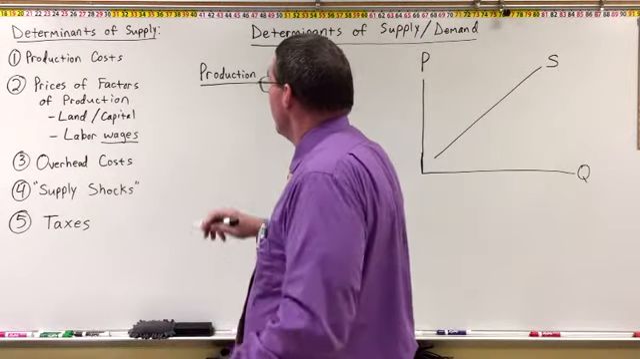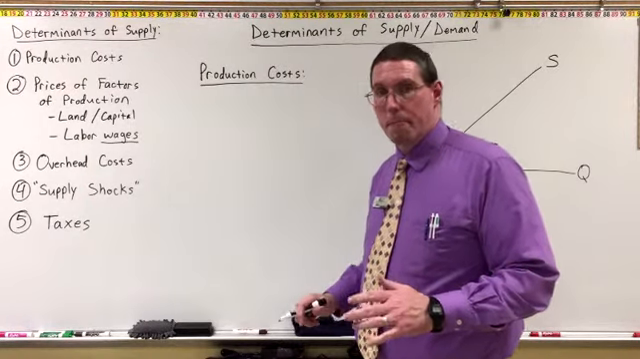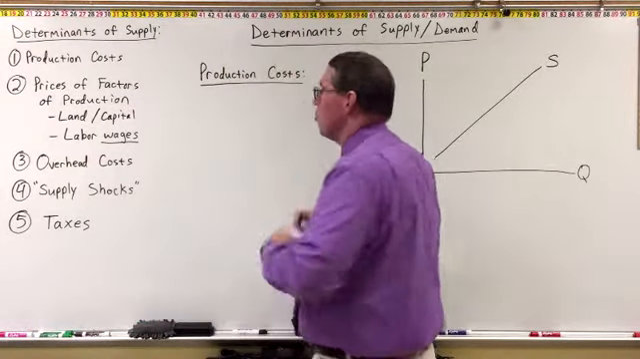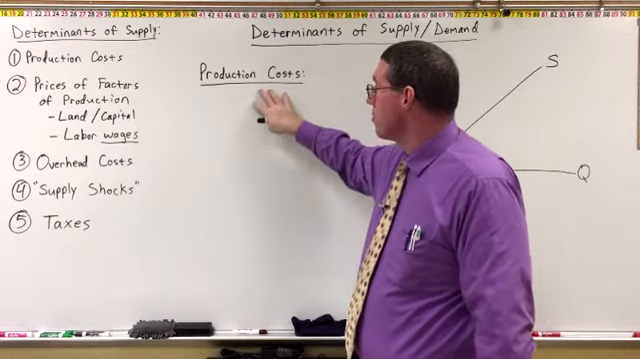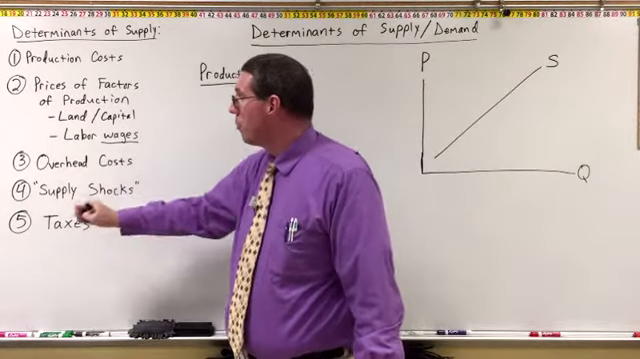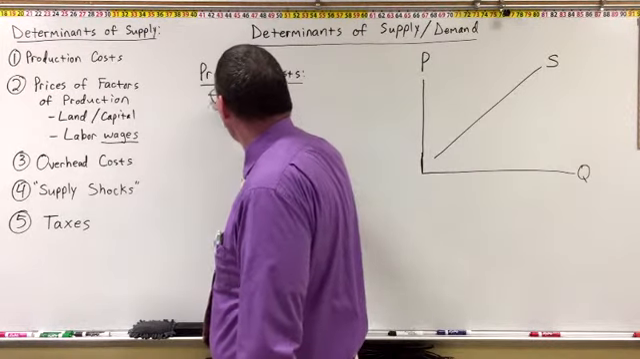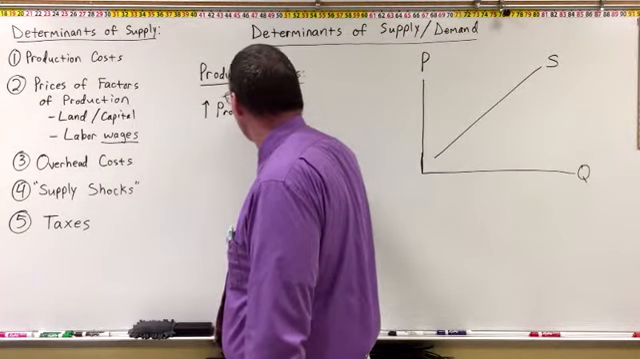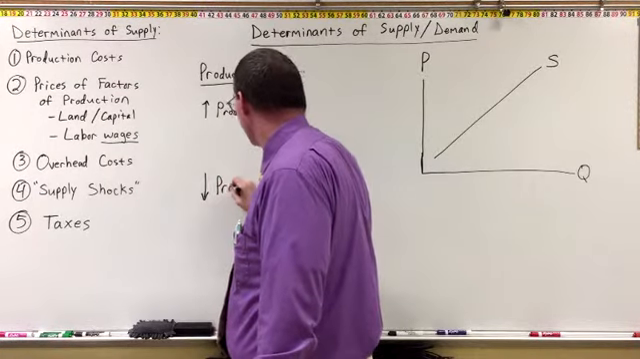So, production costs is probably the most important one because all of these others, for the most part, filter their way through production costs. And so if we look at how costs affect supply, we can automatically then understand how all of these other things affect supply. So let's say we have two situations. We can either have an increase in production costs, or we can have a decrease in production costs.